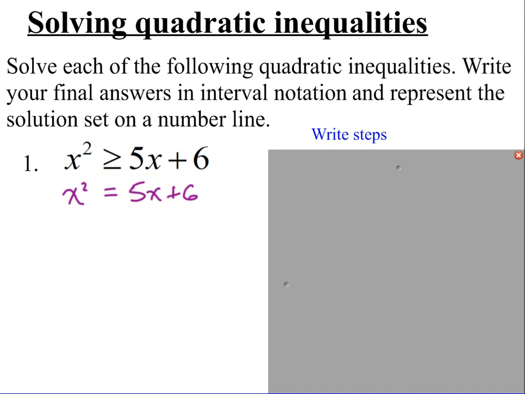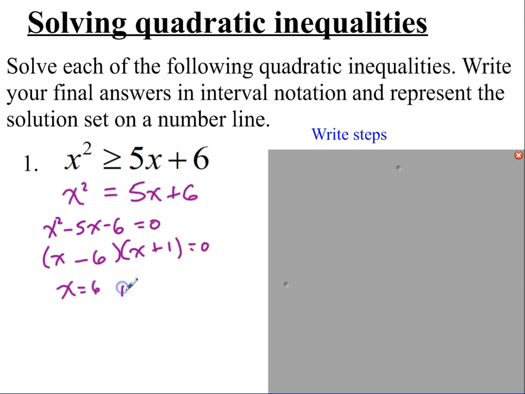Alright, so hopefully you realize we have to get a 0 on one side. I always like to keep the x squared positive. So I'm going to go x squared minus 5x minus 6 to get a 0 on one side. I'm going to do some factoring here. Okay, so x and x are going to multiply to be x squared. Now I need two numbers that add up to negative 5 and multiply to be negative 6. Looks like negative 6 plus 1, right? Of course, we know that means x equals 6 and x equals negative 1.